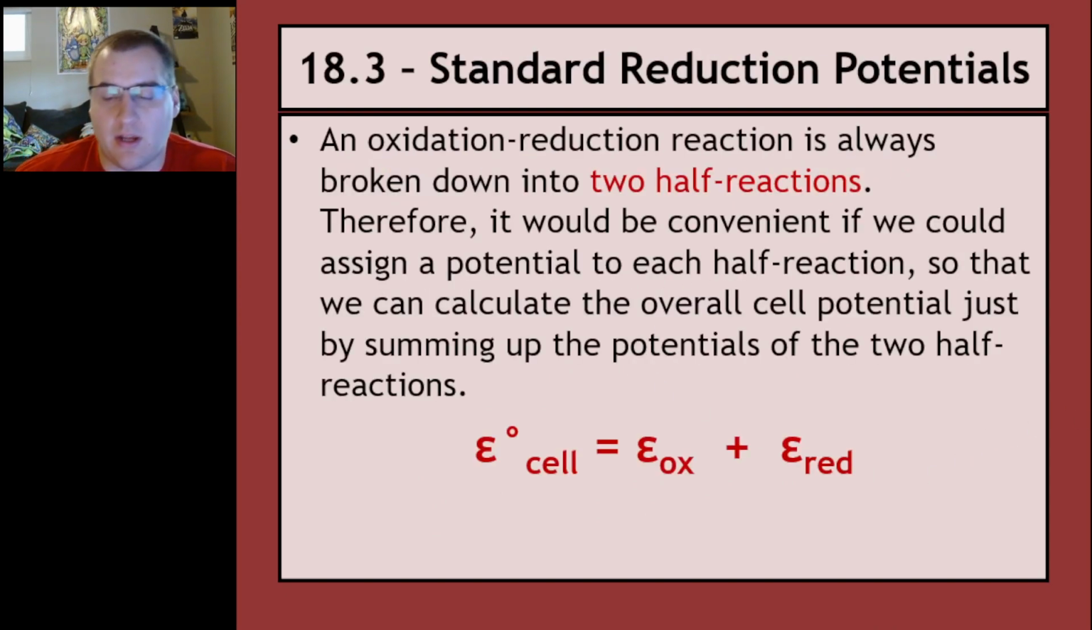Our formula we need here, E of the cell, has this Greek letter epsilon. You can also just write it with a capital E. You'll see it both ways. But this is the voltage of the cell, or the cell potential, is equal to the oxidation potential half reaction plus the reduction potential half reaction. Add those 2 numbers together, and you get the entire voltage of the entire cell.